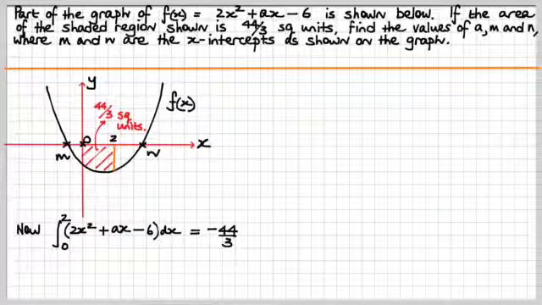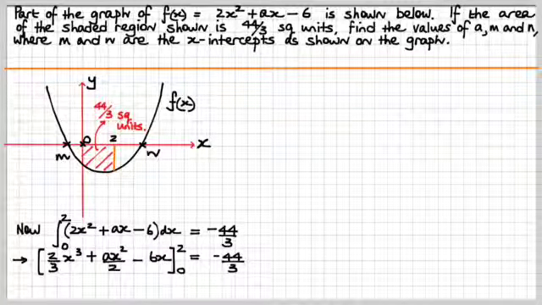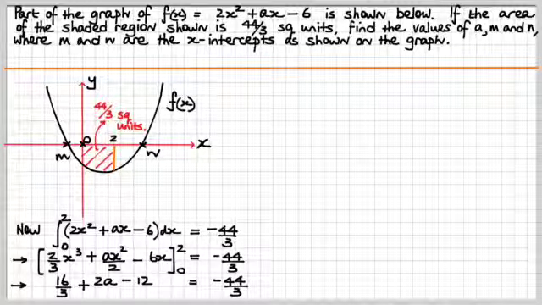A big, big trap. Okay, now that we've got that right, we can go ahead and find the antiderivative as we see there. Let's just check that it's right. 2/3 of x cubed plus ax squared over 2 minus 6x integrated between 0 and 2 equals minus 44 over 3. I think that's good, guys. So let's go for the next line.